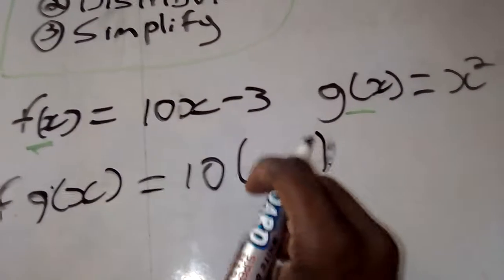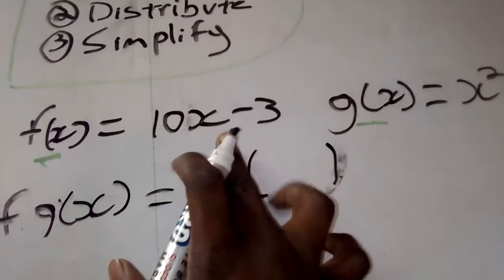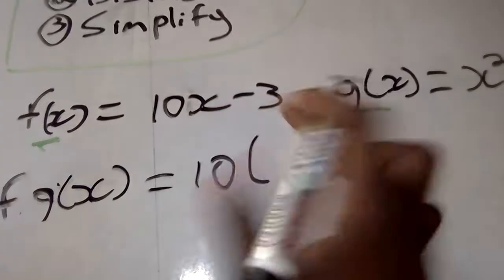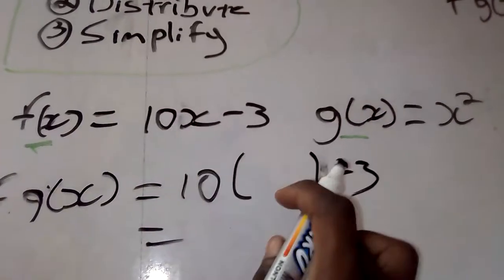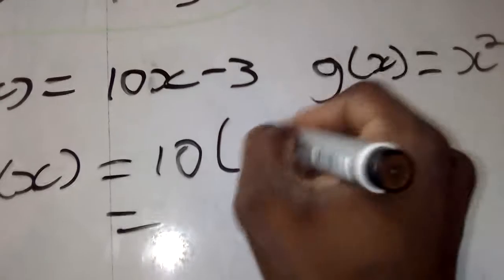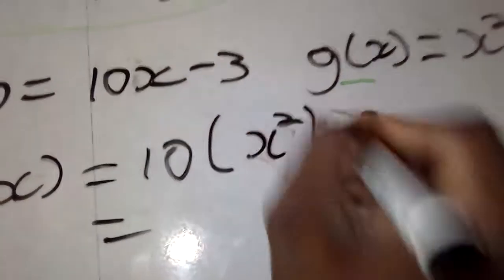The reason I put a bracket is because I'm going to put the other function inside the bracket. So I write 10 bracket minus 3. Put the minus 3 also. Now it is f of g of x, so in the bracket I need to put g of x. So g of x was x squared. Then if we put x squared in here, I'm going to write 10.